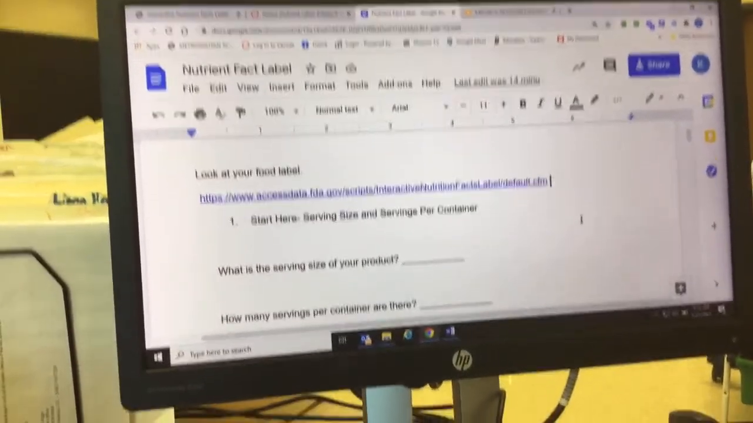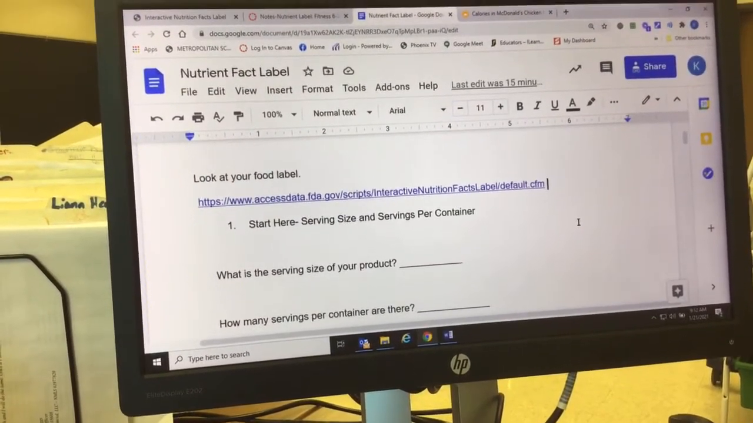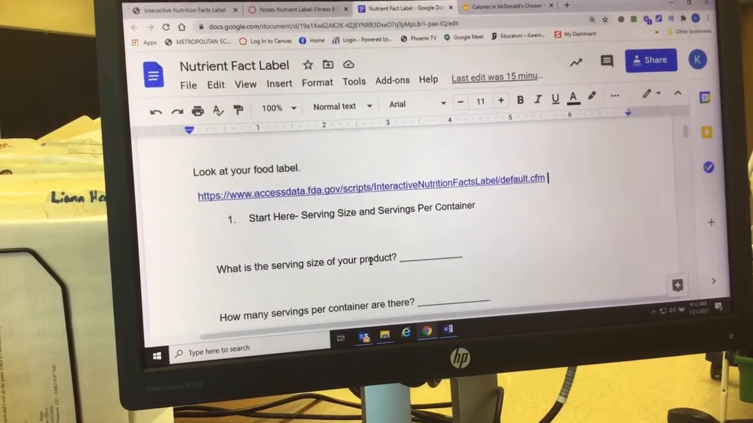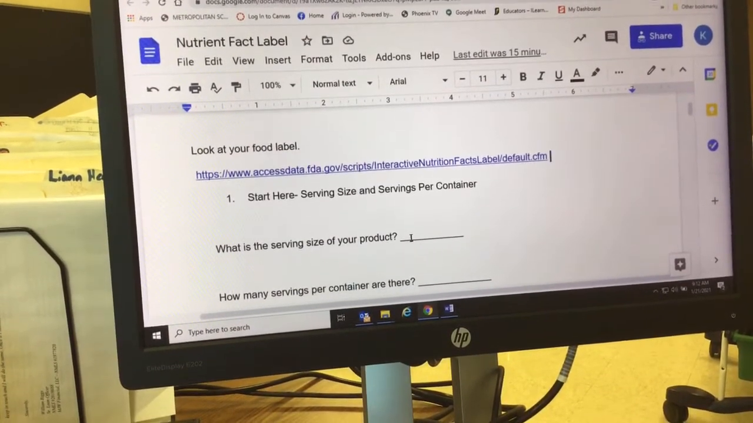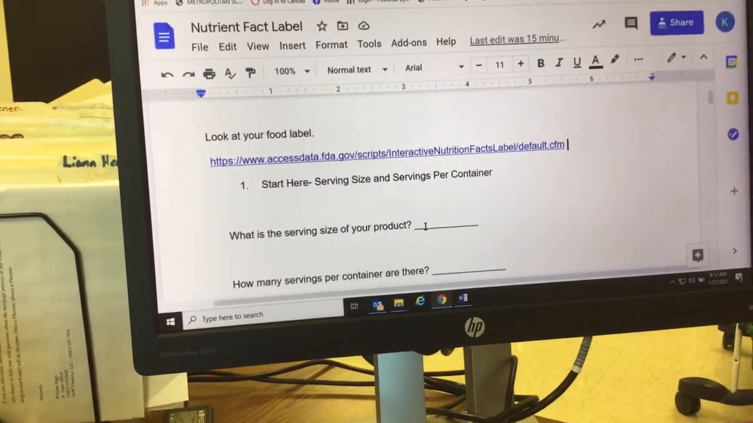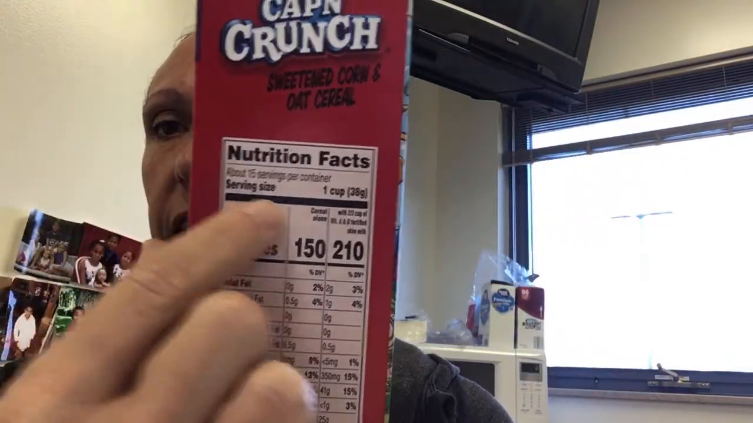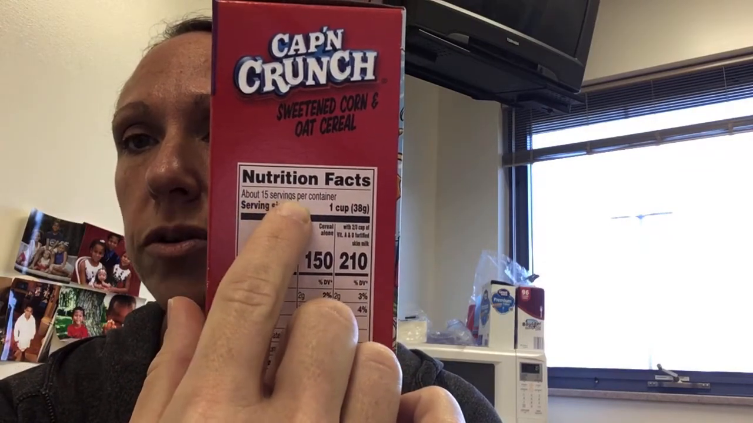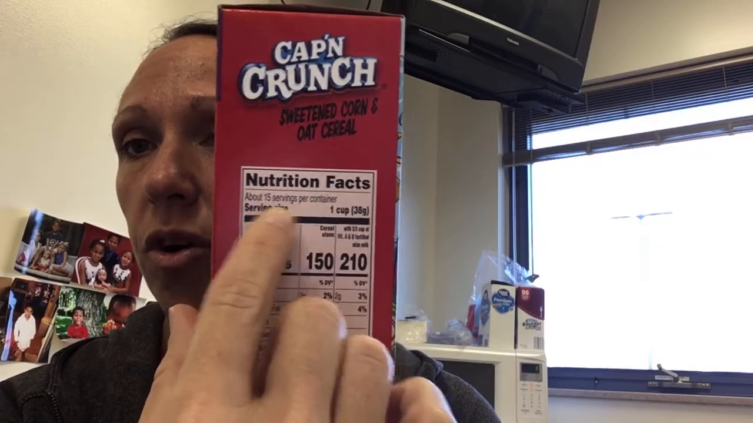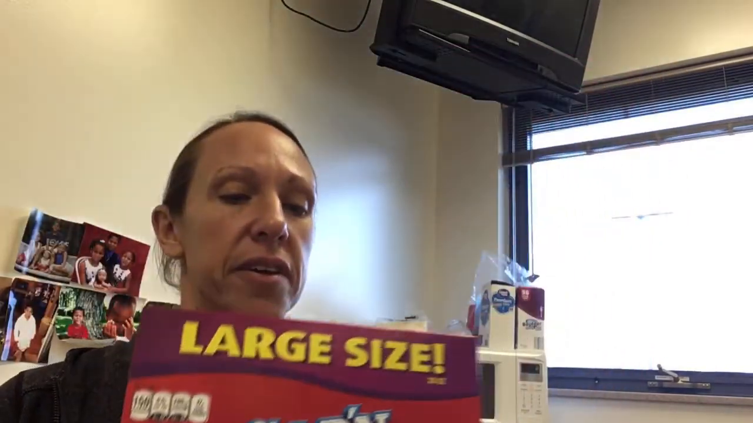Okay, pretty good. So we are looking at this. It says, what is the serving size of your product? As you're looking at your nutrition label, you will find it on here. If I'm looking at mine right here, my serving size is 1 cup. And in this box, there is about 15 total servings per container. So for the whole container, there's about 15 cups of cereal in here.